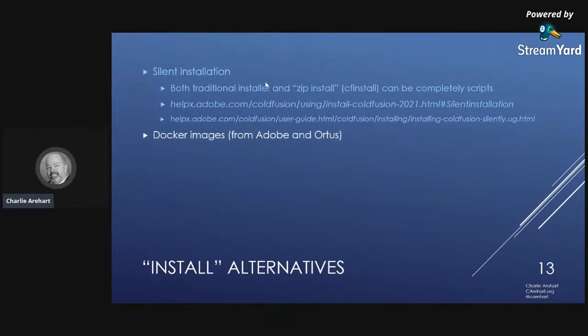And then there's Docker images from Adobe and from Ortus. Ortus has their own Docker images for ColdFusion, for Lucee. Adobe has images, again, for CF 2021, 2018, 2016. And I did a blog post back in 2019 on getting started with them. So check that out if you're interested.